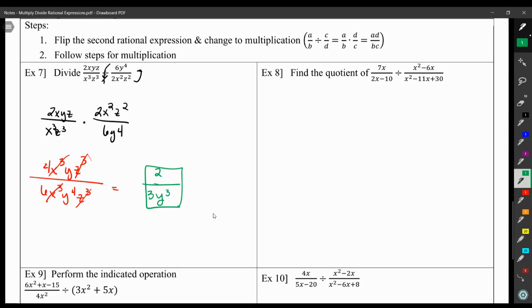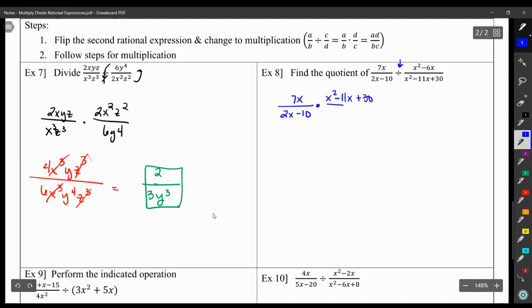So find the quotient of, so quotient just means division, 7x over 2x minus 10 divided by x squared minus 6x over x squared minus 11x plus 30. So first with division problems, we need to change them into multiplication problems because we're only allowed to simplify with multiplication, not division. So we need to keep the first fraction the same. So 7x over 2x minus 10, change the division to multiplication, and flip the second fraction. So this is really x squared minus 11x plus 30 over x squared minus 6x.